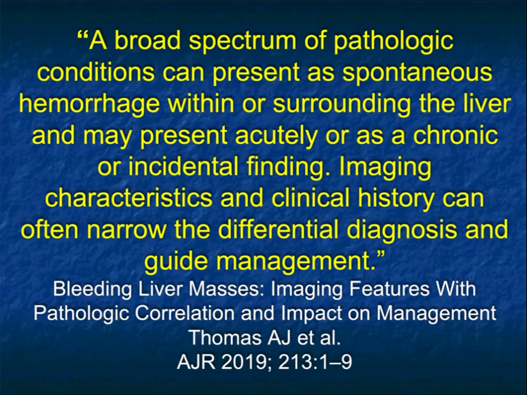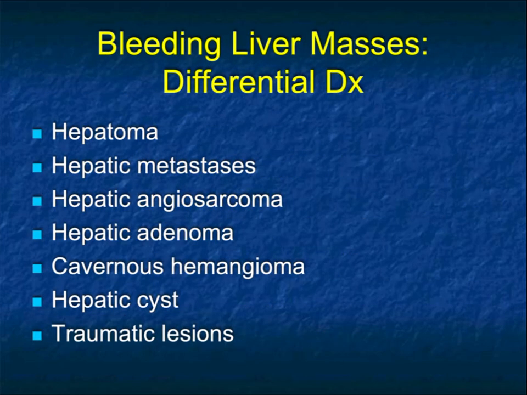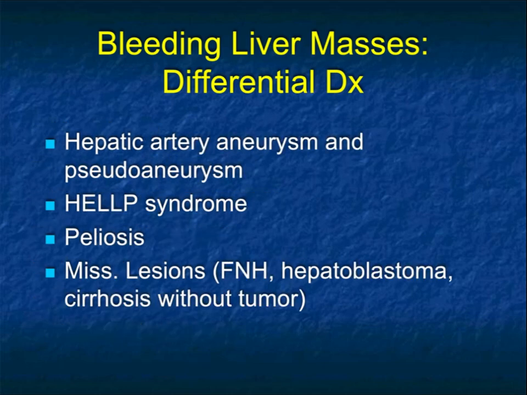Very nice example. And this article by Thomas about bleeding liver masses, a broad spectrum of pathologic conditions can present with spontaneous bleed. Imaging characteristics and clinical history can often narrow the differential diagnosis and guide management. And again, just to repeat, hepatoma, metastasis like neuroendocrine tumor, melanoma, angiosarcoma, very rare, hepatic adenoma, we spoke about that, hemangioma, hepatic cysts, again, very rare, and of course, trauma is an important thing.